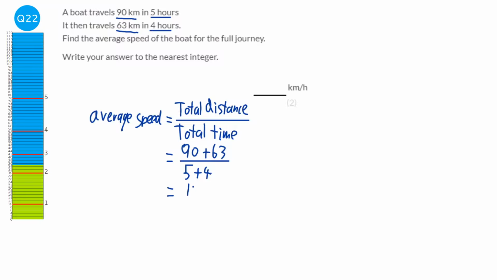And so that would be 153 divided by 9, which will give us 17. So the answer will be 17. The distance is in kilometres and the time is in hours, so it'd be 17 kilometres per hour.